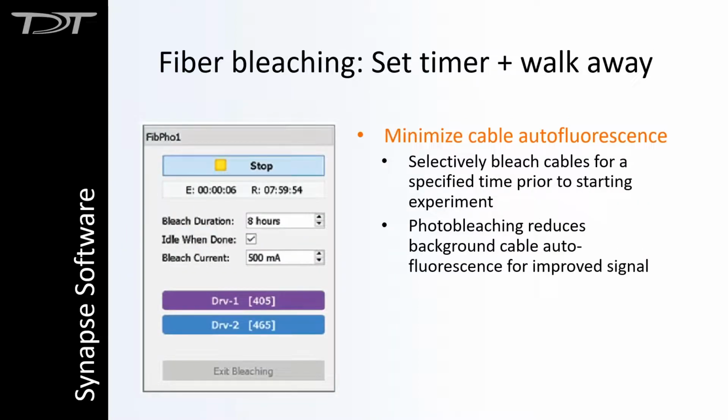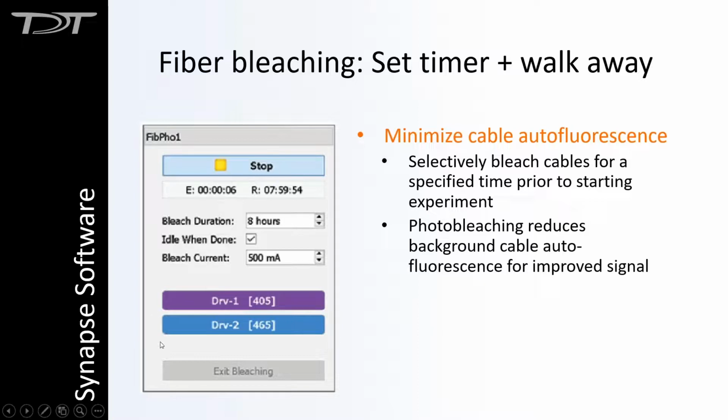Next, we have also added in a photo bleaching timer. So this is for on the bench before you start your experiment. And with what we've seen with fiber optics is they inherently have autofluorescence. And if this autofluorescence is not minimized, you're inherently increasing the noise of your signal. So by photo bleaching your fiber optics, you can reduce that autofluorescence and improve your signal to noise.